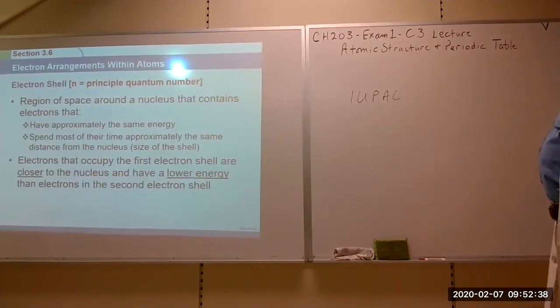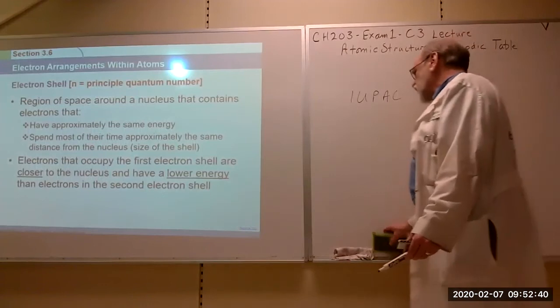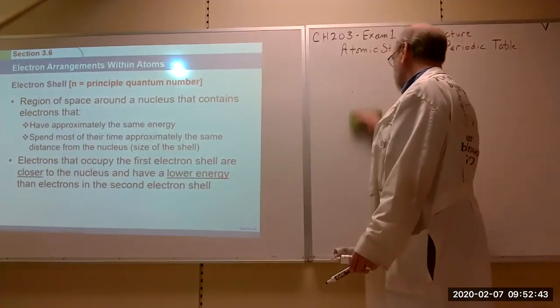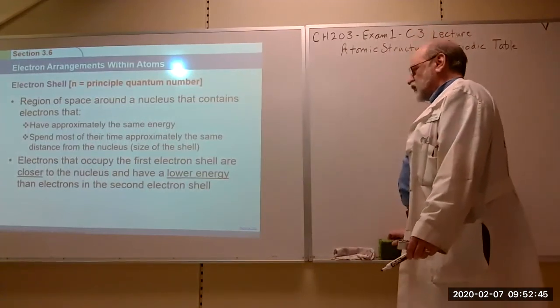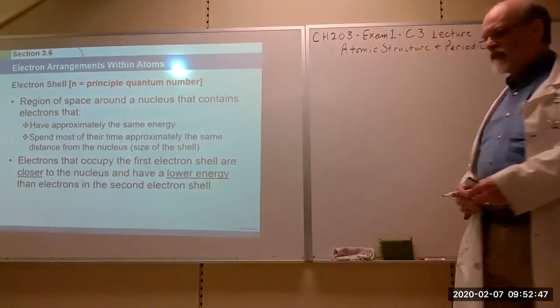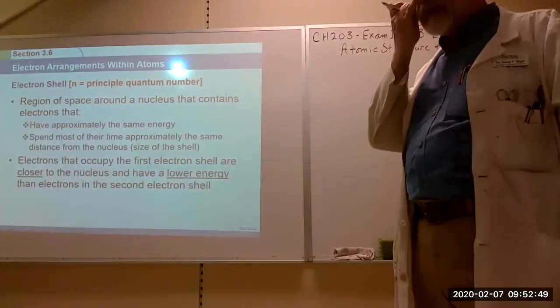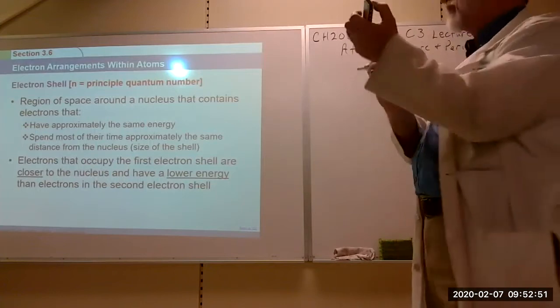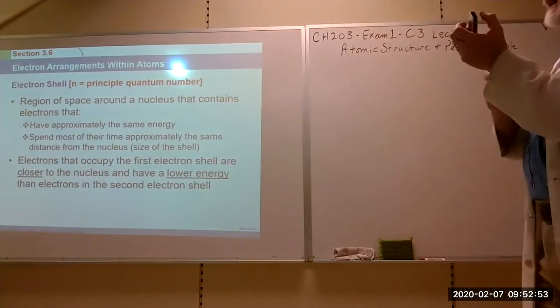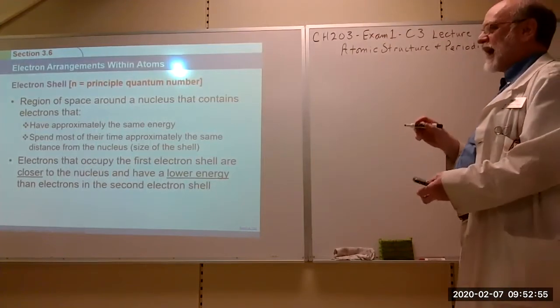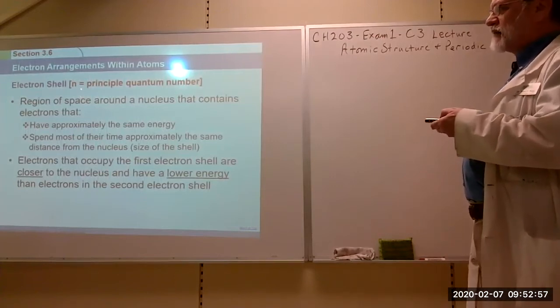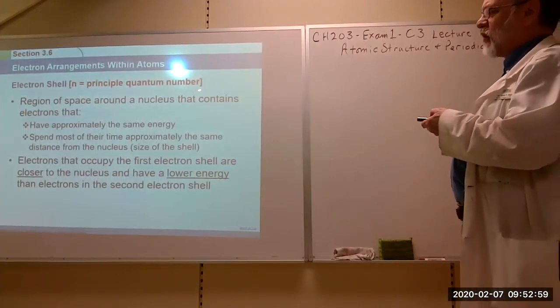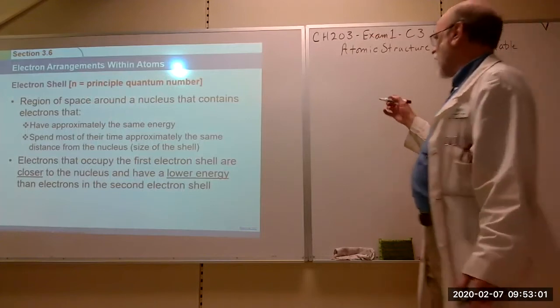Okay, electron shells. Now we're going to talk about where the electrons are located around the nucleus. And we can't go into the theory very deeply because we just don't have time to do all of that in one semester. But the electron shell in your book, and I added this in, is based on the principal quantum number. So there are 4 quantum numbers.